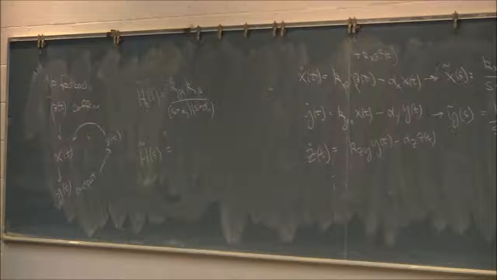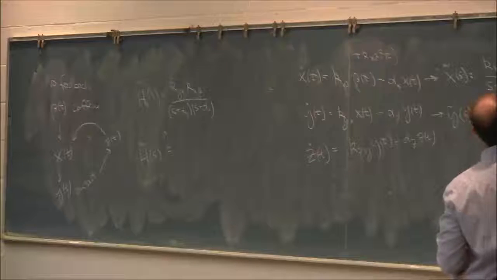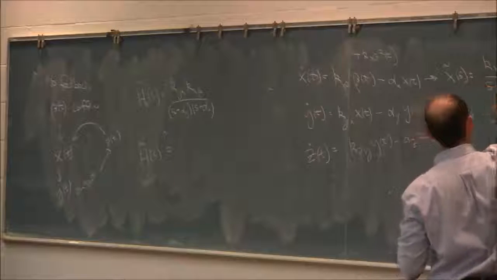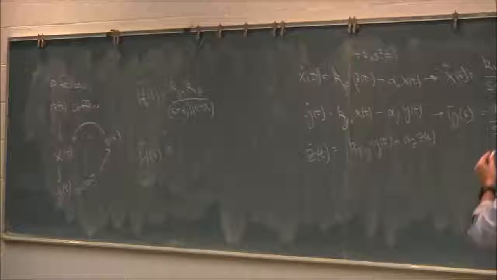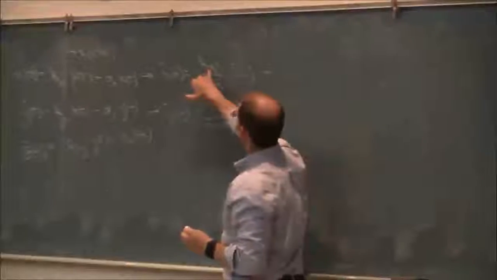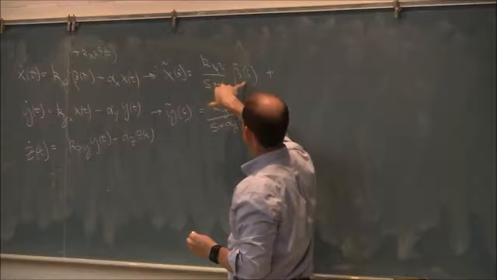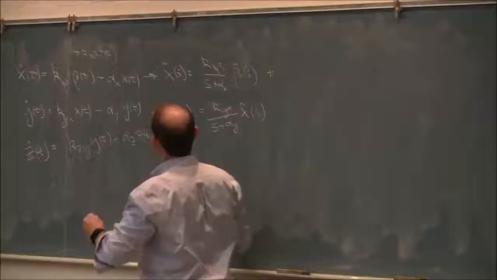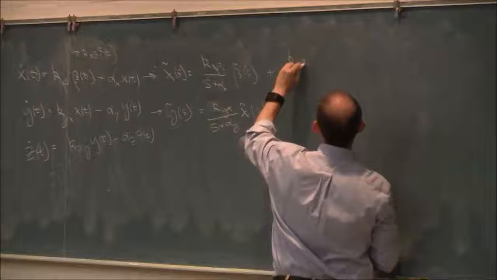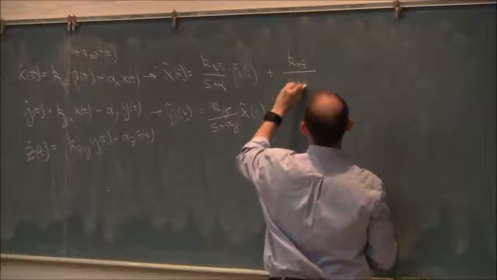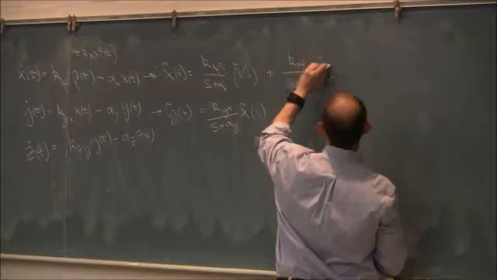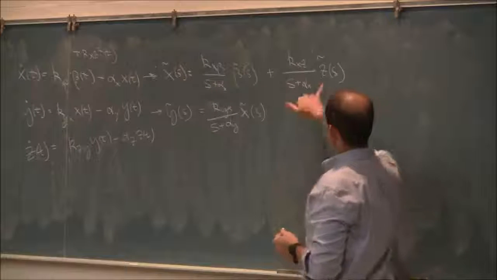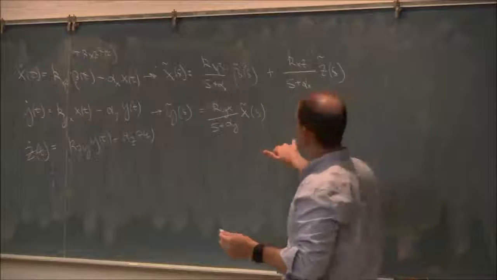So now X of s is going to be k_x beta over s plus alpha_x, times beta, plus the part that depends on Z in the solution. So we have k_xz over s plus alpha_x, Z of s. But we don't know what Z is yet because we haven't gotten that far.